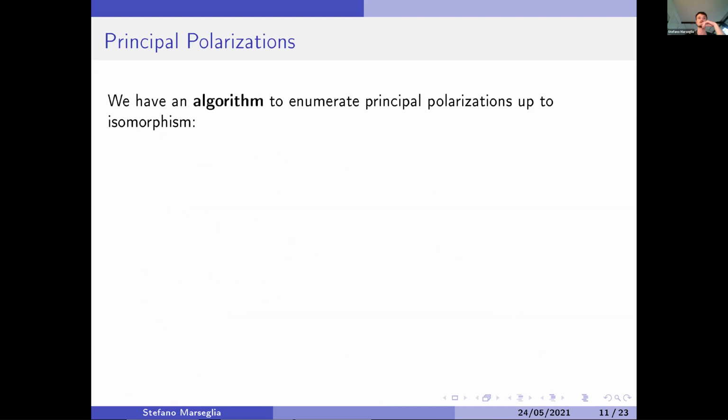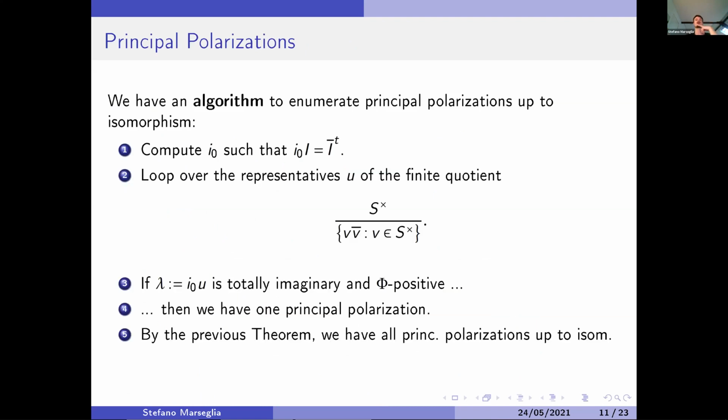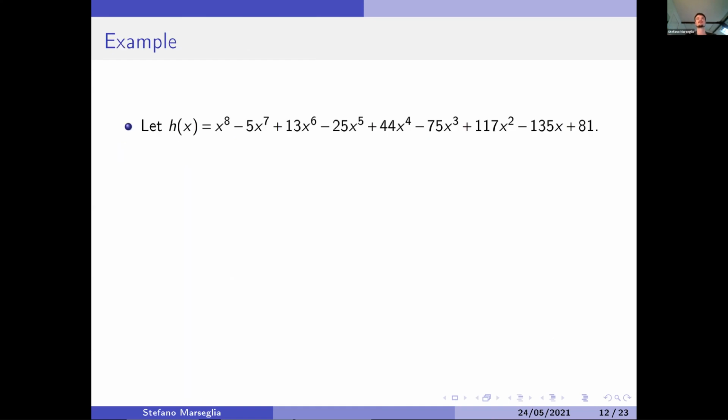Okay? So we have an algorithm to compute all principal polarizations. Moreover, this algorithm and the theorem that I stated before can be modified to compute also polarizations of any degree. But for the sake of brevity, I'm not going to go into this. Okay, so we understand how to compute principal polarizations in the square-free case. And now I'm going to just give you an example, because when you claim that you have an algorithm, you better have some computed example.